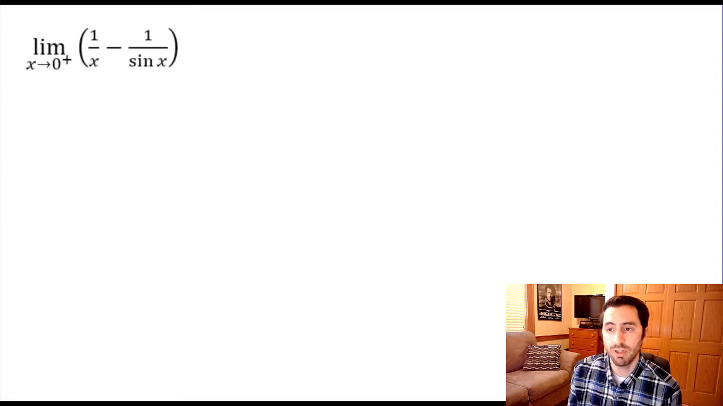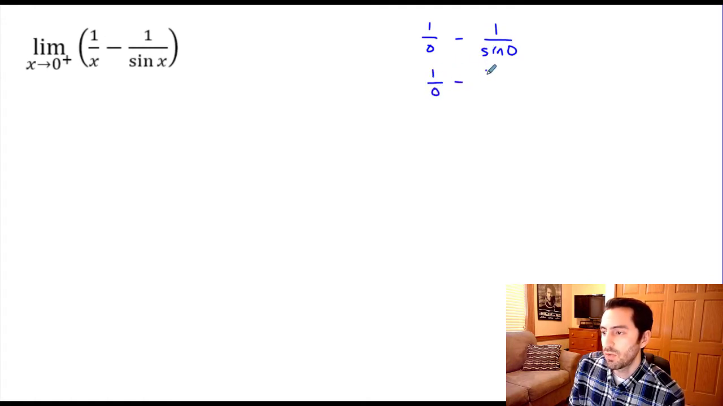This one is a different indeterminate form. So in this case, I have the limit as x approaches 0 from the right of 1 over x minus 1 over the sine of x. So if I were to plug in 0, I'd have 1 over 0 minus 1 over the sine of 0. The sine of 0 is also 0. So 1 over 0 minus 1 over 0. In both cases here, as we approach from the right, these are going to become unbounded. So this is an indeterminate form of infinity minus infinity.